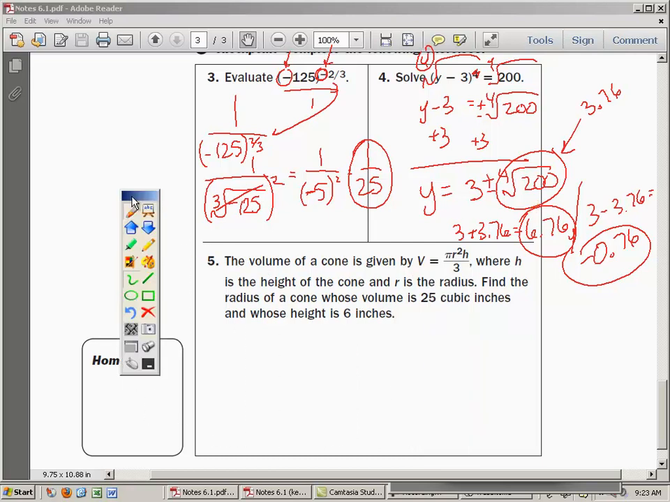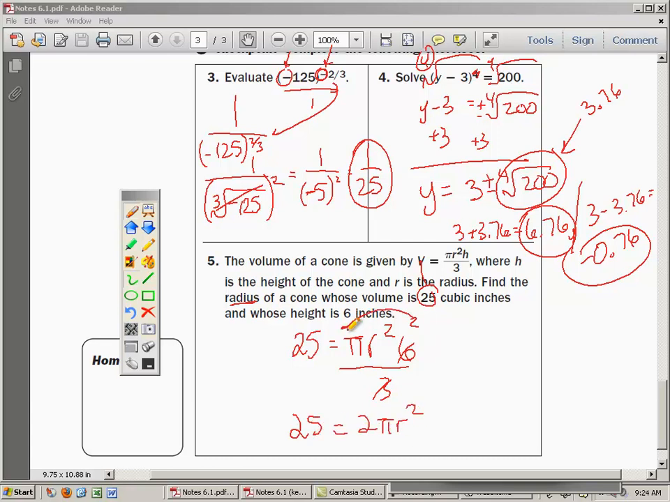But I guess 3 plus or minus the 4th root of 200 would have been a perfectly acceptable answer as well. All right. The volume of a cone is given by the equation V equals pi r squared times h, all divided by 3, where h is the height of the cone and r is the radius. Find the radius of a cone whose volume is 25, so we put 25 in for volume, equals pi times r squared, since we're looking for the radius, times the height, which is 6, all over 3. Let's simplify first. 3 goes into 6 twice, so this makes it a little easier: pi times r squared times 2.